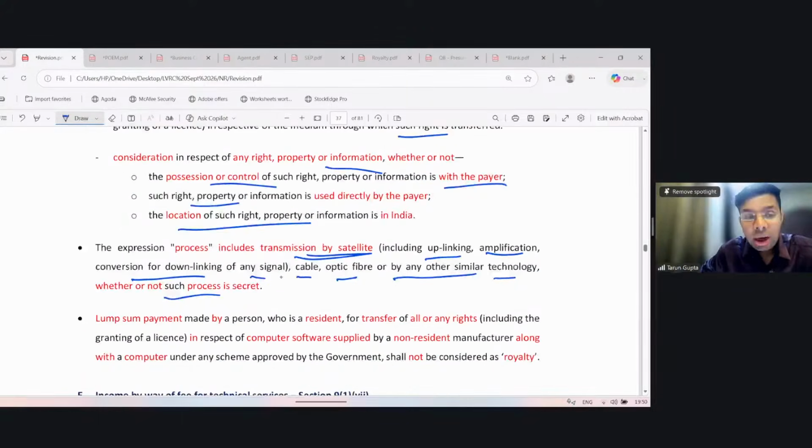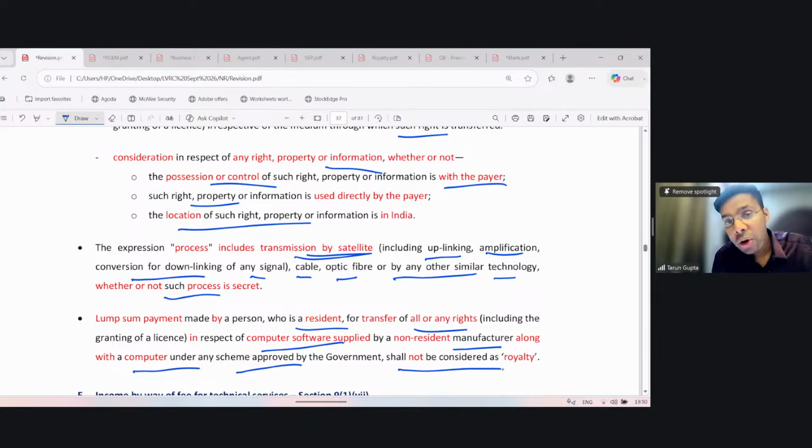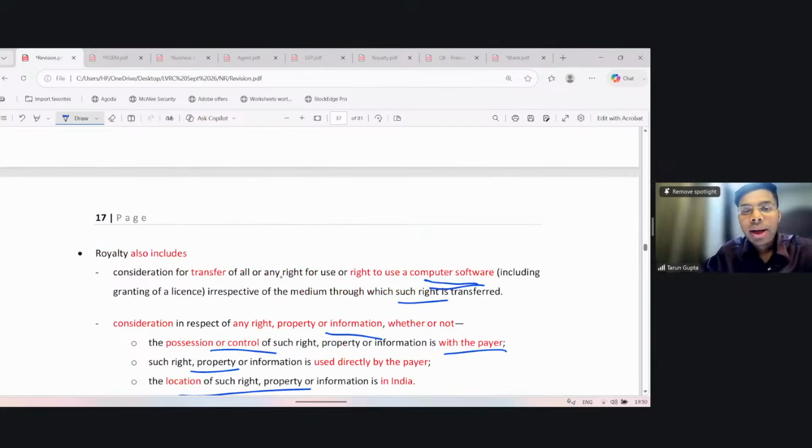Now it says lump sum payment by a person who is resident for transfer of all or any rights in respect of computer software supplied by a non-resident manufacturer along with the hardware, along with the computer, under any scheme approved by the government shall not be considered as royalty. Clear? So important for exam is that even consideration for use or rights to use computer software per se, not the copyright, the computer software per se is treated as a royalty.